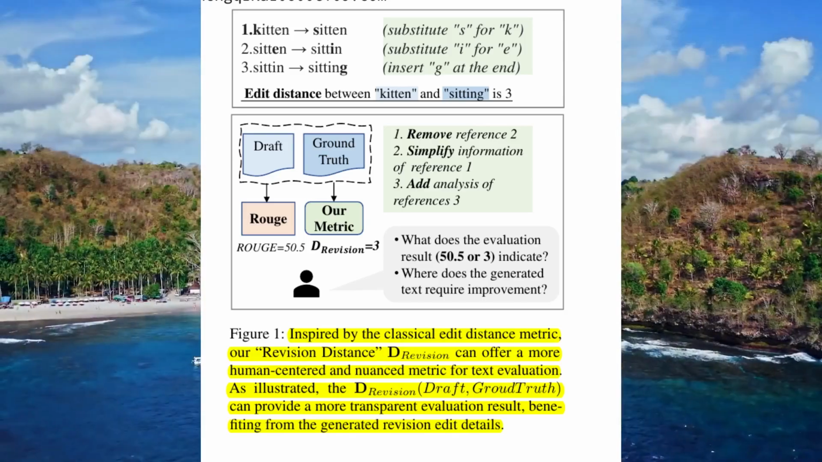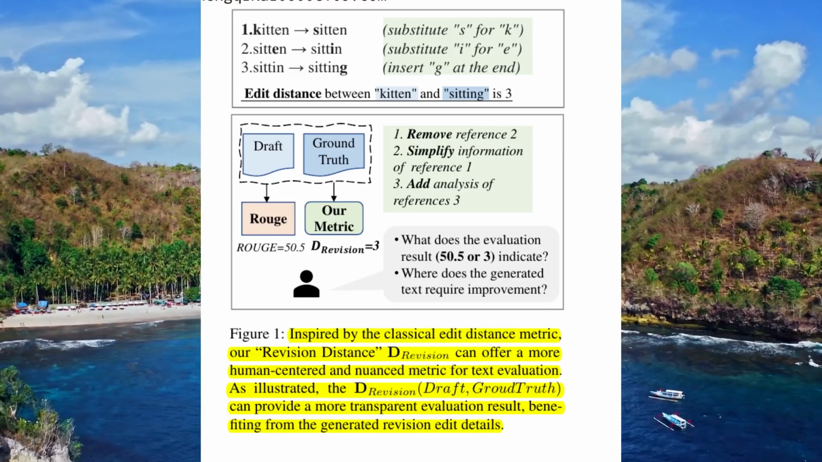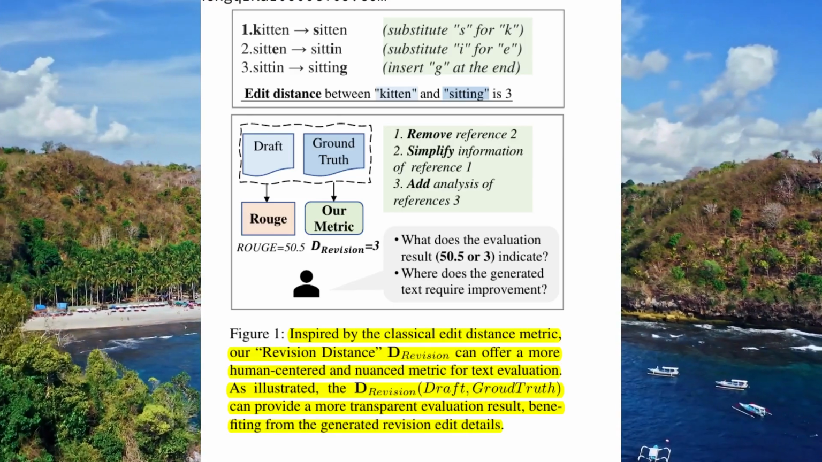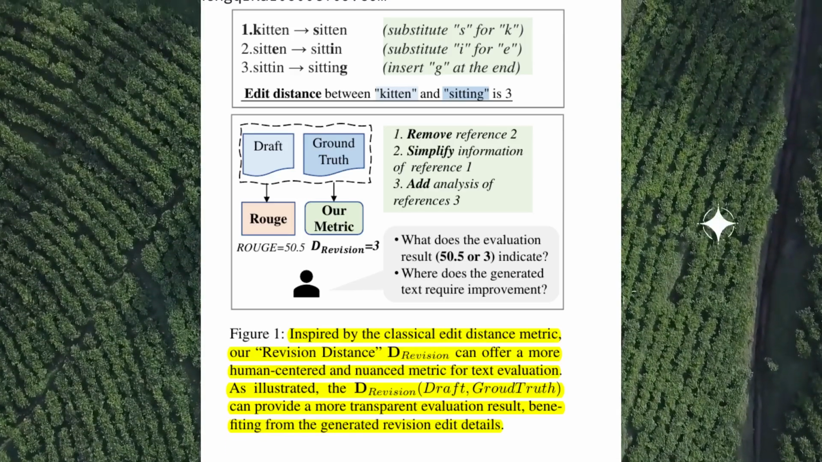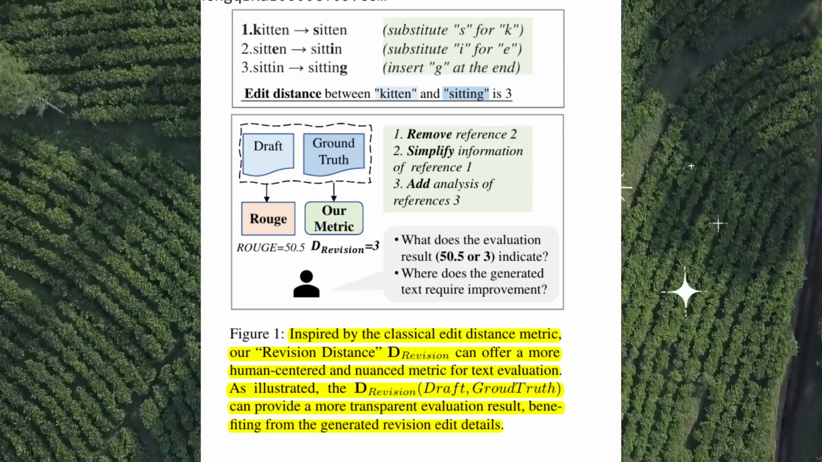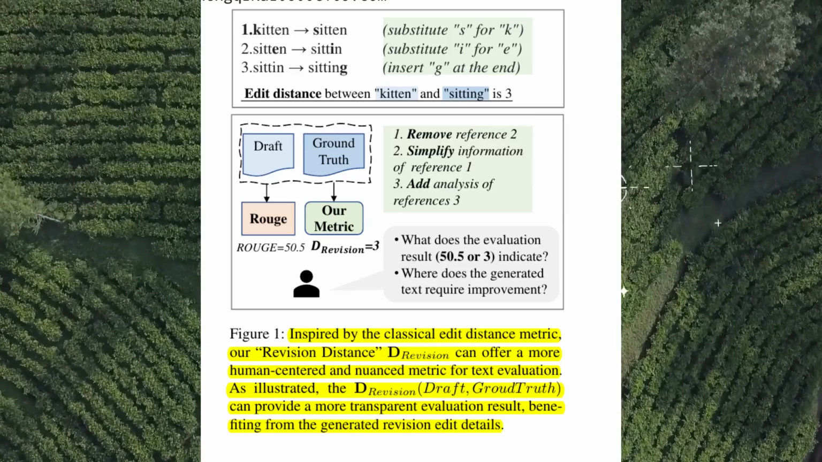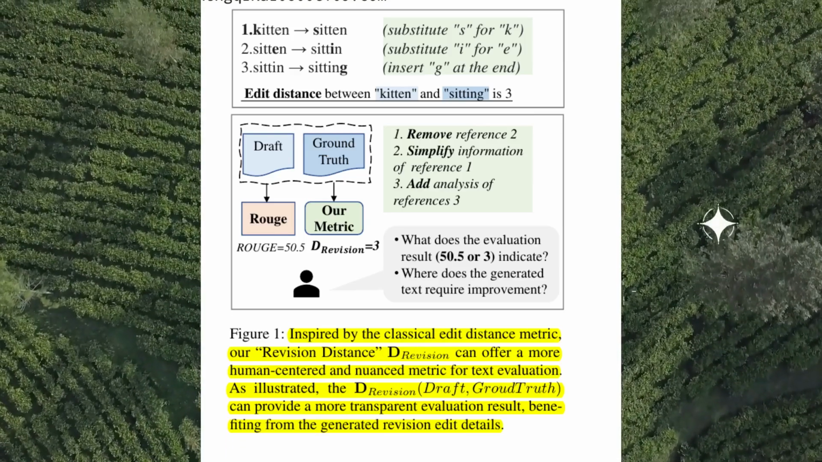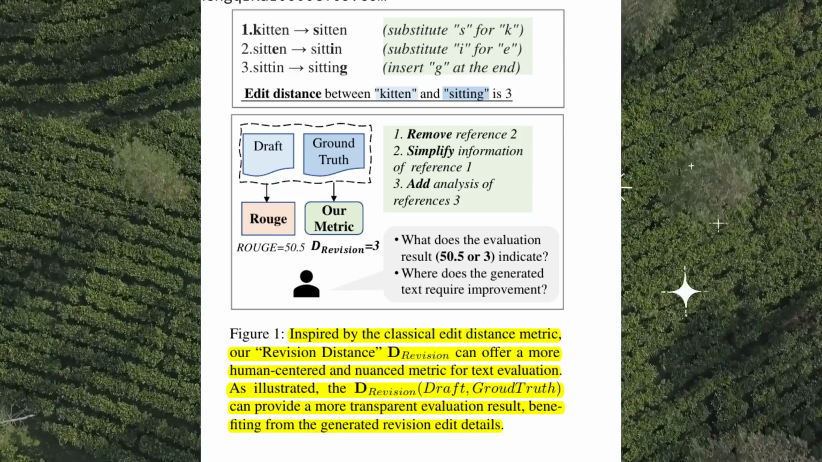Introducing revision distance, mimicking human editing. Revision distance addresses this gap by incorporating the iterative process of user-driven text revision. The metric quantifies the number of edits a user would need to make to an LLM-generated text to achieve a desired quality level. This approach aligns with the real-world behavior of human writers, who often revise and refine their work through multiple iterations. The evaluation process involves two key components.